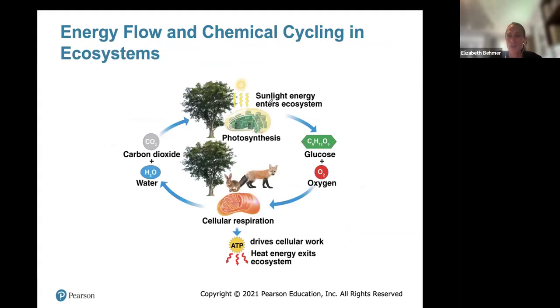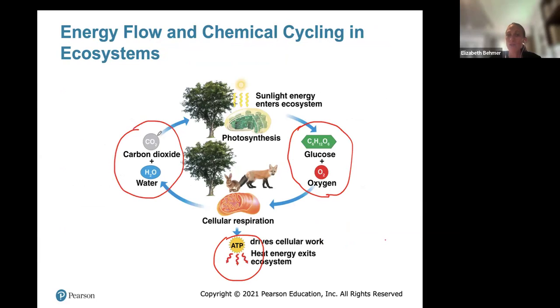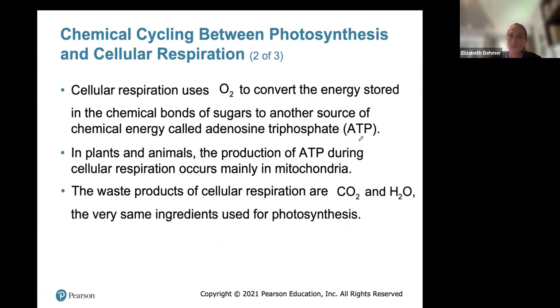So this is the flow. Photosynthesis uses light, CO2, and water to create glucose. And then glucose and oxygen are what our body cells use through a process of cellular respiration to create ATP. And this ATP is what drives all the work of our cells. A byproduct or waste product of cellular respiration is CO2 and water, which is what photosynthesis needs to create glucose. So we have a really nice energy flow and chemical cycling throughout the ecosystems.